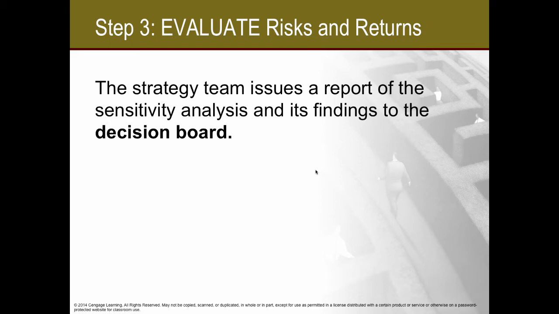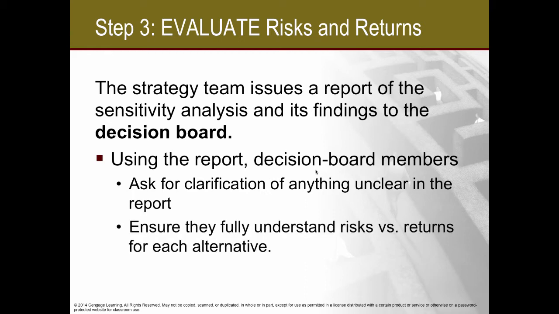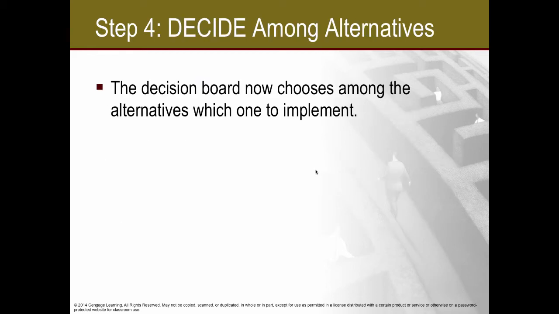The strategy team issues a report of the sensitivity analysis and its findings to the decision board. Using the report, decision board members basically ask for a clarification of anything unclear in the report. So the board members say, oh, okay, I didn't understand this part, explain more. They ensure they fully understand risk versus return. So this risk versus return is very crucial for each alternative. The decision board also, now they can choose among the alternatives which can be implemented in the decision part.